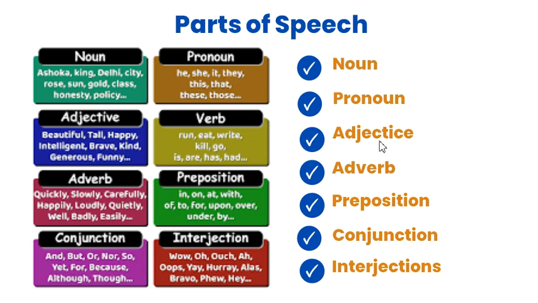So we have here noun, pronoun, adjective, verb, adverb, preposition, conjunction, and interjections. Of course, we missed the verb in the earlier list, but you can get the verb in this list. The verb is a very important part of speech.